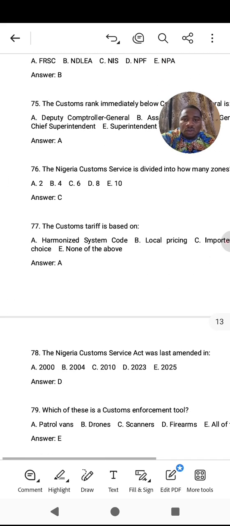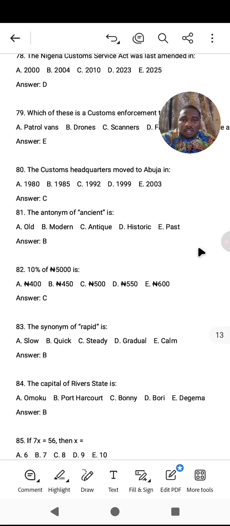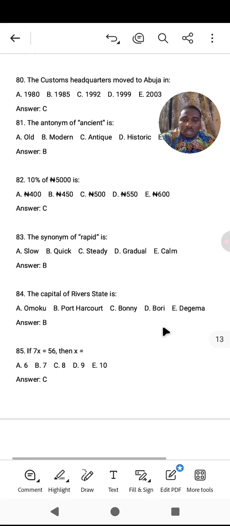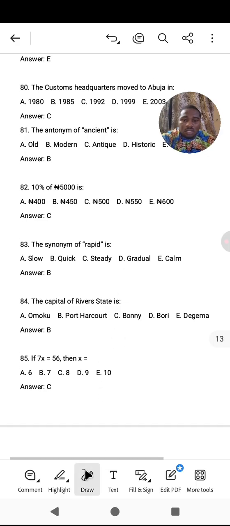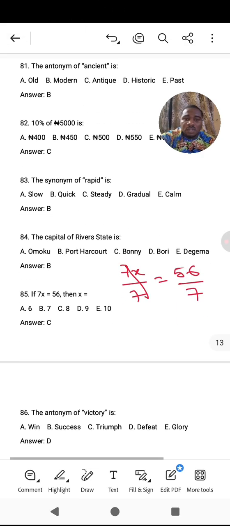So I don't know how long it has taken, but I think we are done with the mathematics. So we have another one here, right? 10% of 5,000 is 500. Everyone knows this one. This one is the same thing. Which number will you multiply with 7 to give you 56? Or you just divide both sides by 7. So you have 7x over 7 is equal to 56 over 7, right? Just divide both sides by 7 and then you get your answer, and it's straightforward, right?